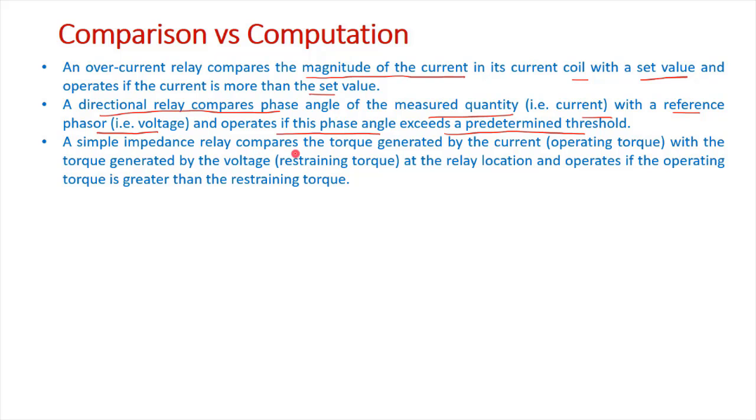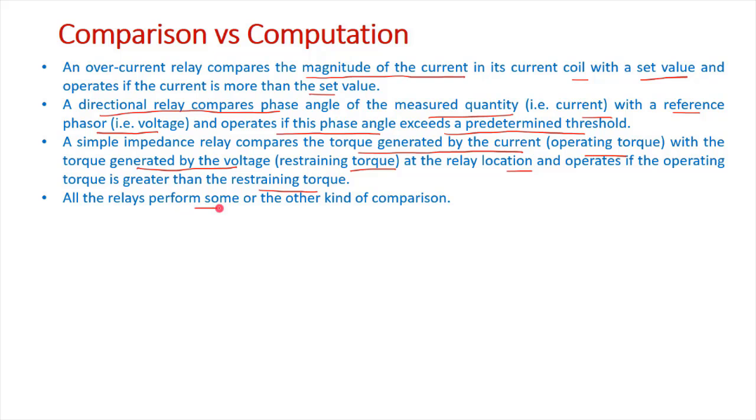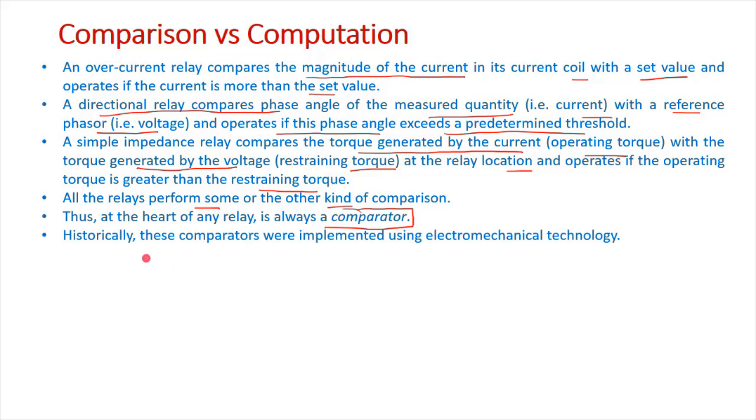So a simple impedance relay compares the torque generated by the current, the operating torque, with the torque generated by the voltage that produces the restraining torque at the relay location, and operates if the operating torque is greater than the restraining torque. Already we discussed all these things. So all the relays perform some or other kind of comparison, if we see, right? Thus at the heart of any relay there is always a comparator. We are always comparing the measured quantity with the threshold quantity, right? So historically these comparators were implemented using electromechanical technology. Already we have seen this kind of technology.